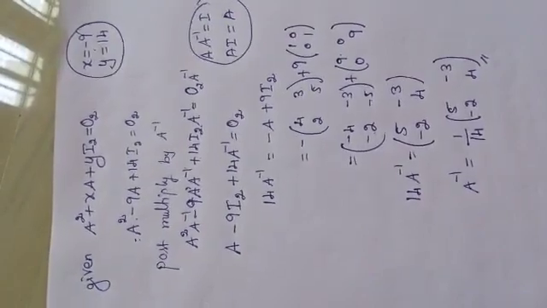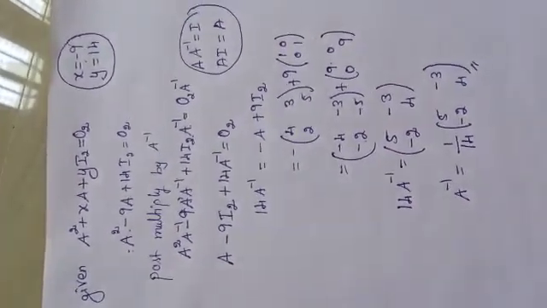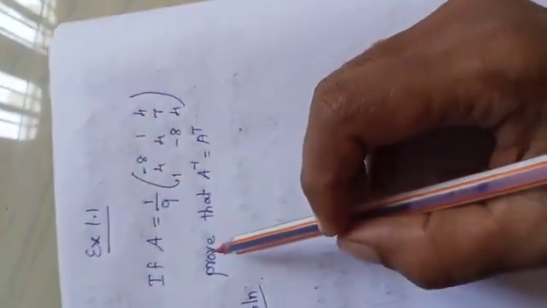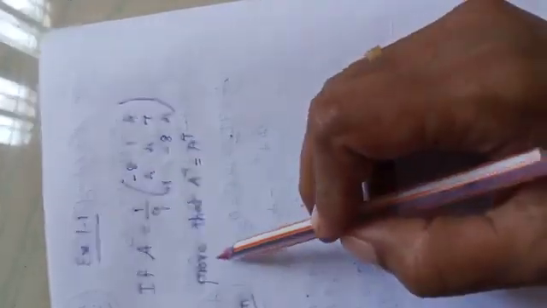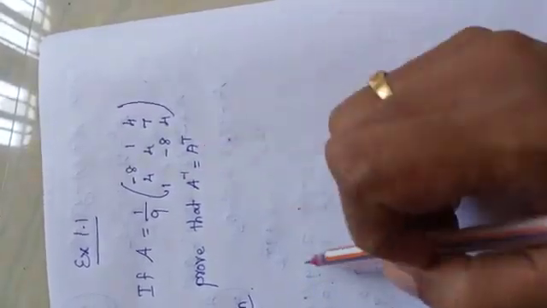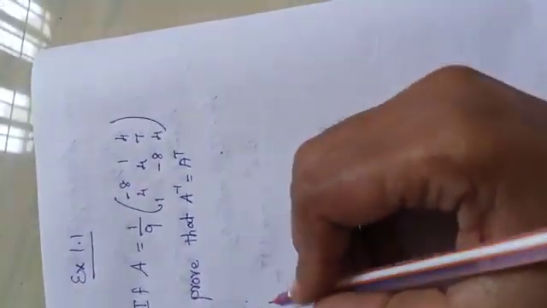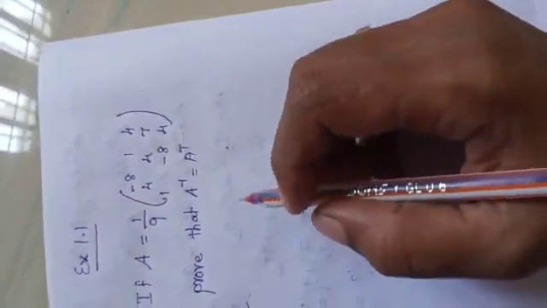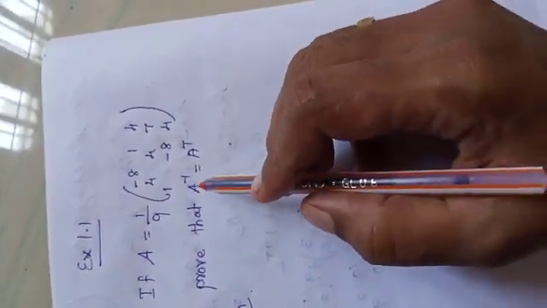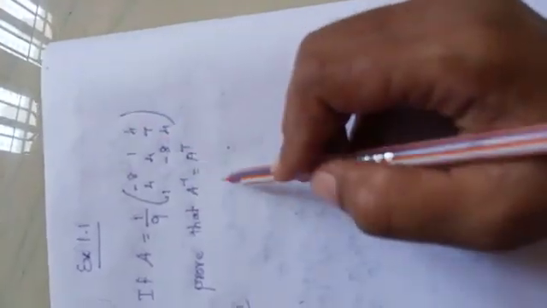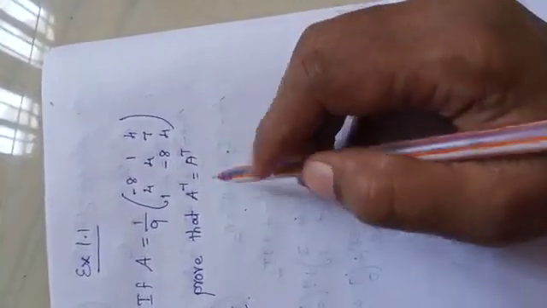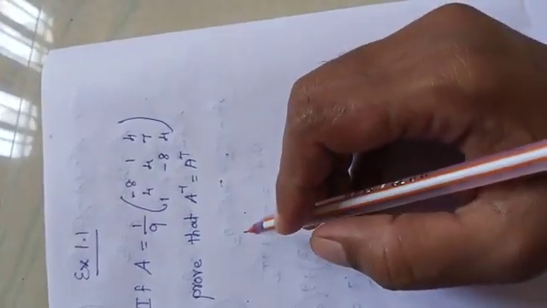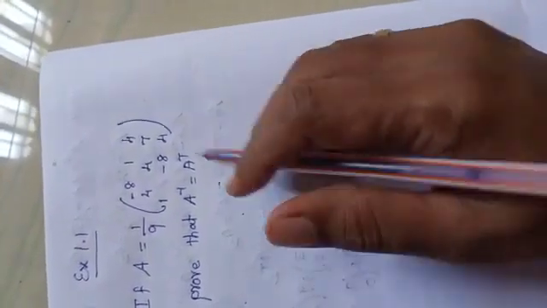Now we have to do some exercise problems. Shall we move to that? Listen, exercise 1.1, problem number 5. If A matrix is given, prove that A inverse is equal to A transpose. Say, in a simple method I am going to do. One can think that you can find out A inverse separately, A transpose separately, and equate both. I am going to do it in a short method using our properties.